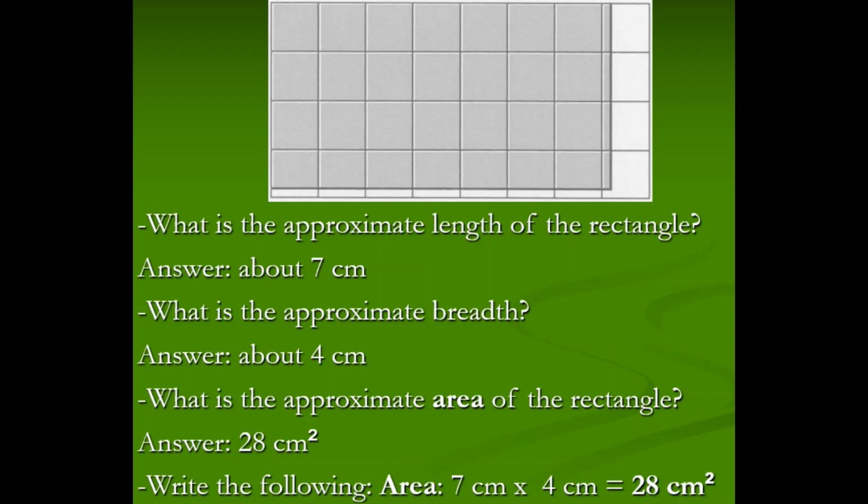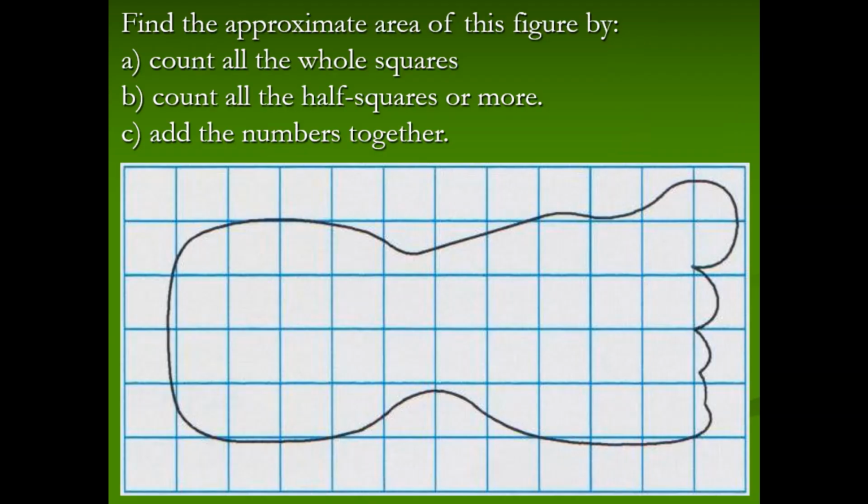So here's the bonus activity. As you can see, I've got this foot, not my foot, but it's a foot. The directions are, find the approximate area of this figure by A, count all the whole squares, and we'll stick to centimeters again. B, count all the half squares or more, and then C, add the numbers together. So that's going to be the first bonus activity.